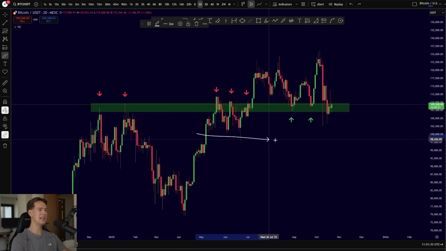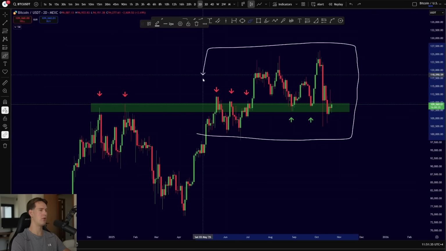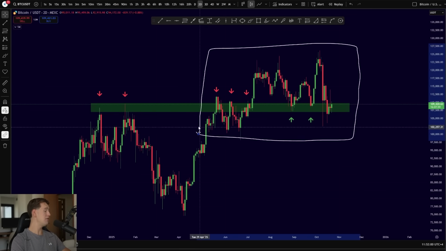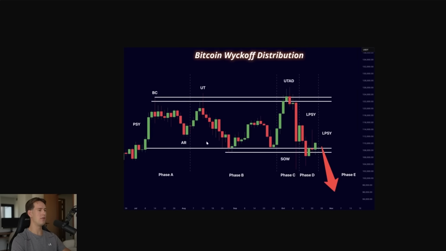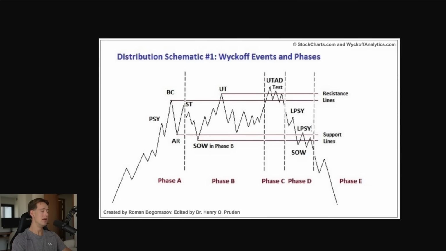However, during this entire range that we have been forming right over here, well, there's a very dangerous pattern that we have been forming in the last 100 days or so. Because if we further zoom in this price section right over here, we can have a look into this chart. And this is a Bitcoin Wyckoff distribution chart. It is a classical pattern that usually tends to form at the tops.